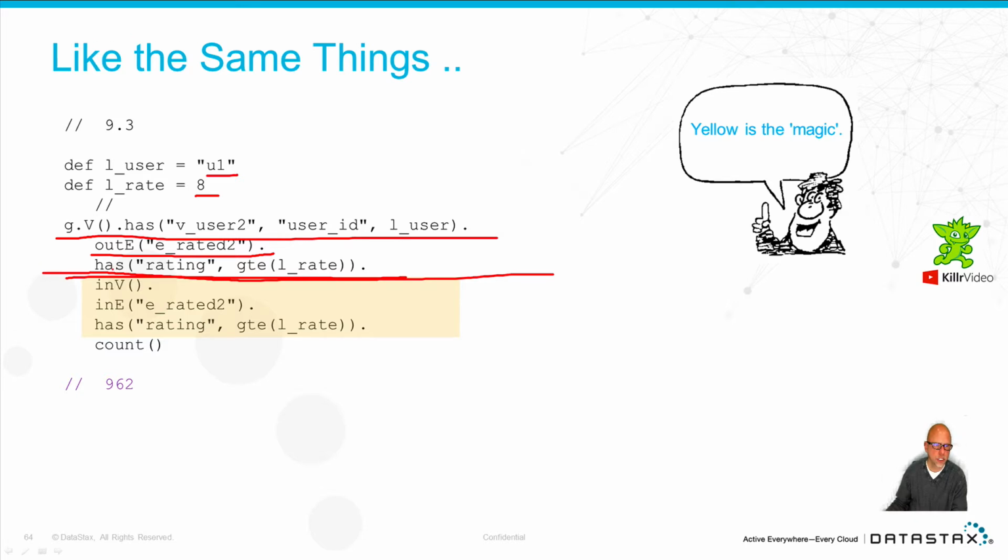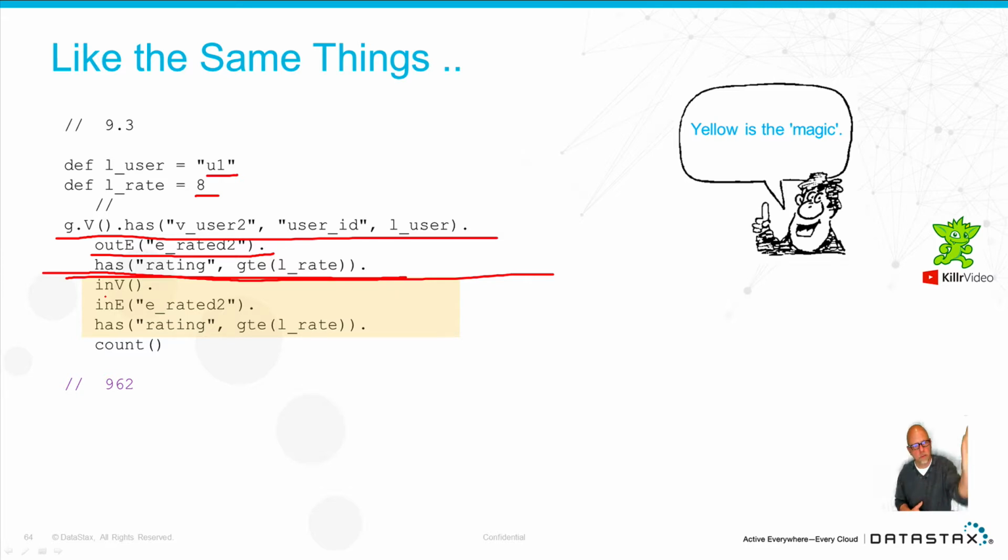From that edge, I'm sitting on an edge. I'm sitting on out E. If you don't believe me, do a value map true. You'll see the label. You'll see the keys. Come in to that rated edge. I'm only going to, there was a mosquito. When I come into that edge, I'm only going to look at the ratings that are 8 or higher that I've made. I'm not going to look at every rating, just my ratings 8 or higher.